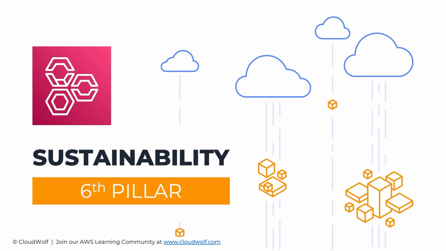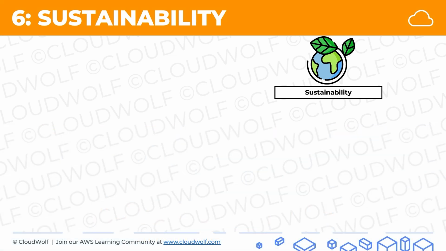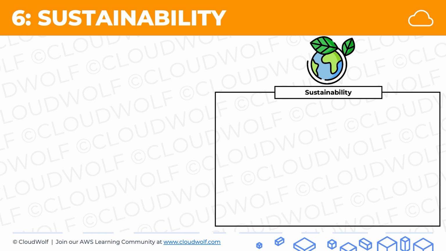All right, we've got the sustainability pillar of the AWS Well-Architected Framework. So the sustainability pillar is all about reducing your impact on the environment, and the most obvious way to do that is to reduce your consumption of electricity by reducing the amount of services that you use. So here are the design principles that we need to be aware of for the exam.